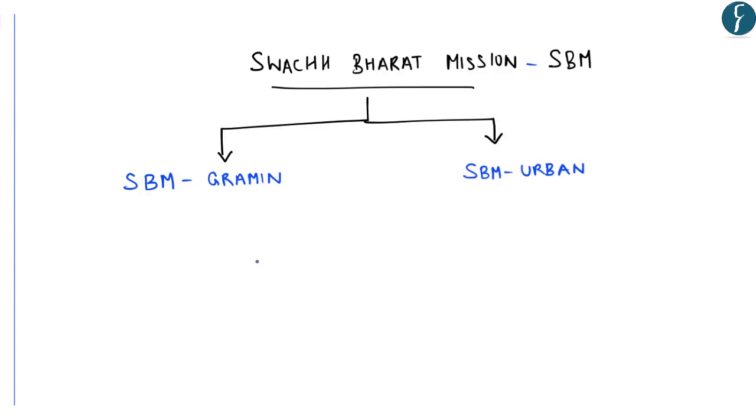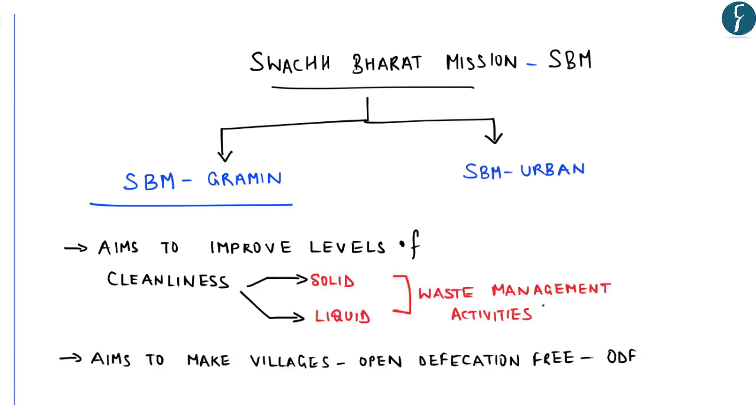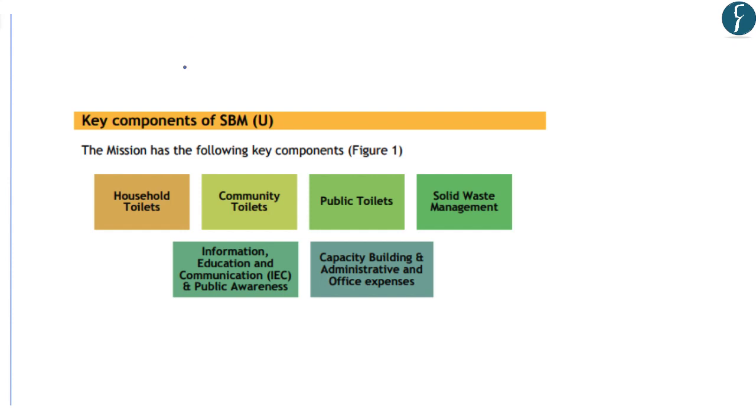Now Swachh Bharat Mission has two parts, that is Swachh Bharat Mission Gramin and Swachh Bharat Mission Urban. Under Swachh Bharat Gramin, in rural India, it aims to improve the level of cleanliness through solid and liquid waste management activities. Further, it also aims to make villages open defecation free, clean as well as sanitized.